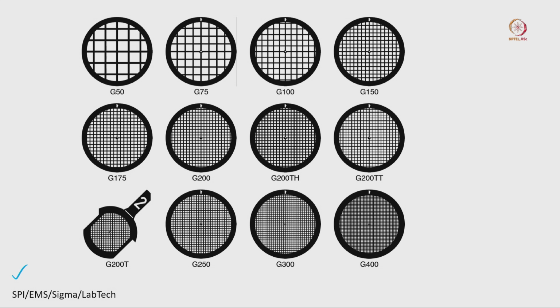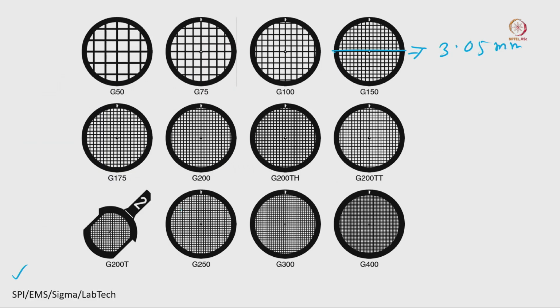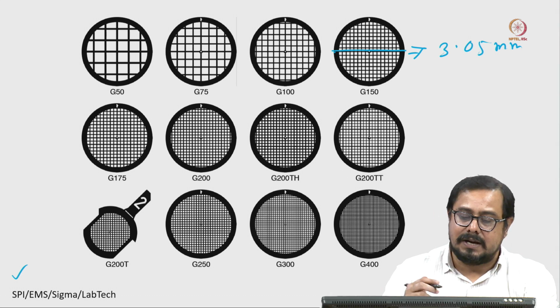As I mentioned previously, the diameter of all these grids is 3.05 millimeter. This diameter is very important because we cannot change the holder again and again. It can fit only this diameter of grids. That is the reason most of the time those grids are fixed. Other sizes are also possible, but we are not discussing them; we are just discussing the commonly used grid.